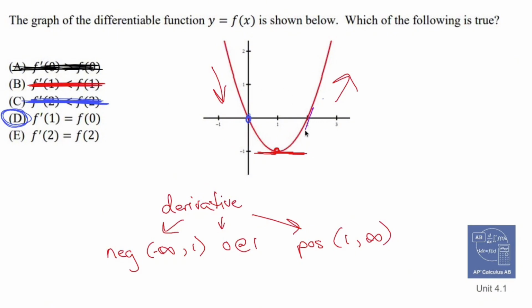F prime of 2 is going to be some positive number we don't know. F of 2 is going to be 0. Is a positive number bigger than 0? No. So this is one of those only one answer things, and the only answer that seemed to work is D, baby.